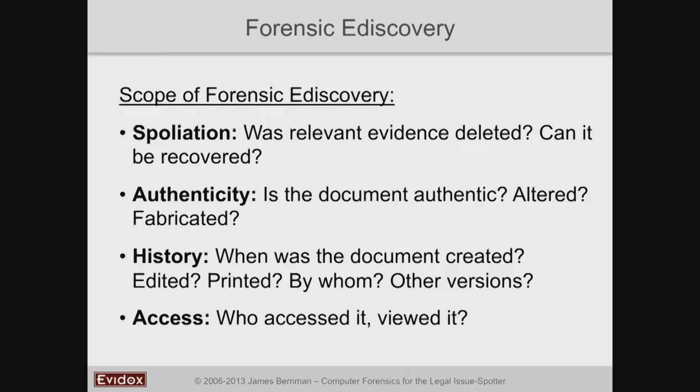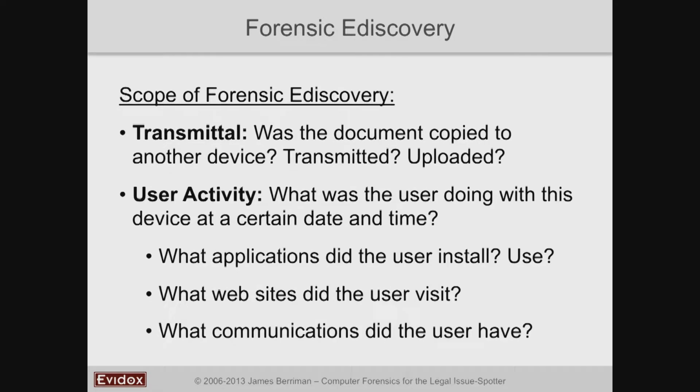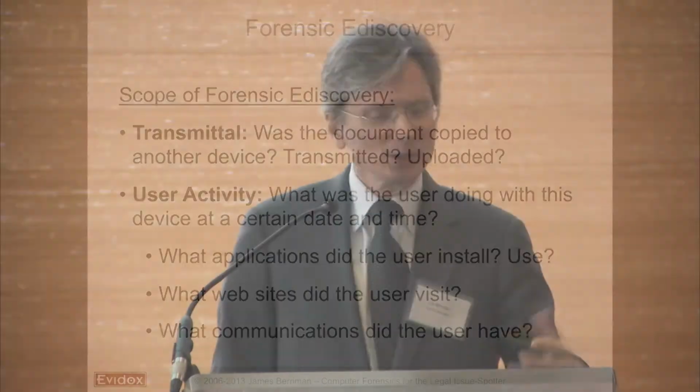History. When was the document created? Who touched it and when? Access. Who opened the document? Who looked at it? Transmittal. Did this document travel? Was the document transmitted as an email attachment? Was it copied to a USB device? Was it burned to a CD? And then user activity. What did the user do with that computer at a particular time? Right? So these things, we're not looking at the face of the document anymore. We're past that. We're looking behind it. We're looking at the digital environment to figure out what was done.